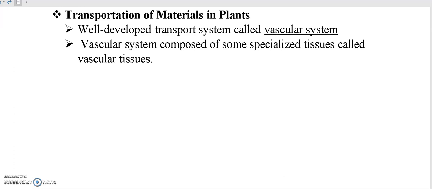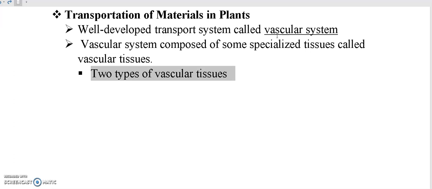Now we are talking about plants. There are two types of vascular tissues in plants. One is xylem and the other one is phloem. Let's first start talking about xylem.